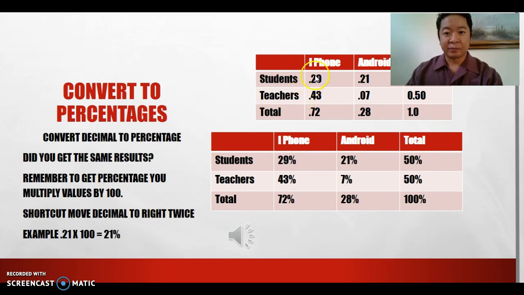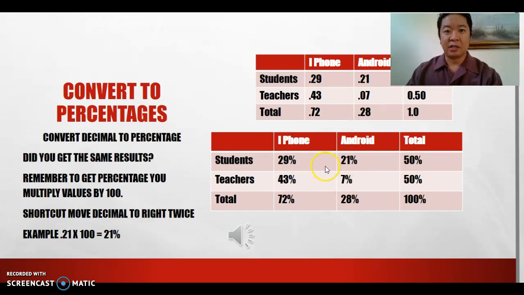Okay, so remember, to get the percentage, you multiply the values by 100. So the shortcut is to move the decimal to the right twice. So for example, 0.21, you times that by 100 and get 21%. And you multiply 0.29 by 100, or you move the decimal over twice, you get 29%. And it goes the same for all the raw data here.